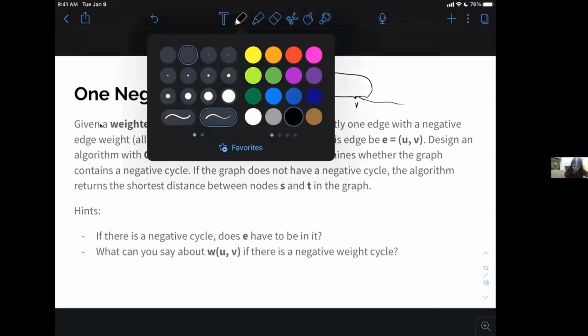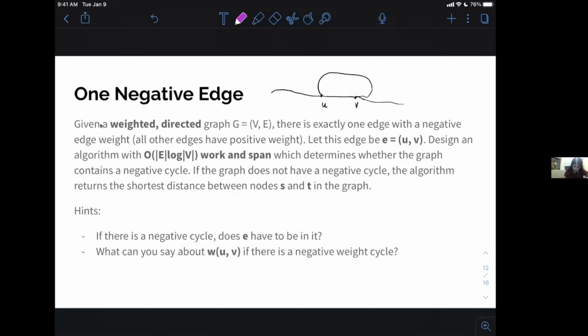So if we say that this is the path P, which makes it the rest of the cycle, given that you know that it's negative, you can say that P plus the weight from U to V is less than or equal to 0. It's less than 0, right? Yeah, exactly. So you know that P is less than negative the weight from U to V.